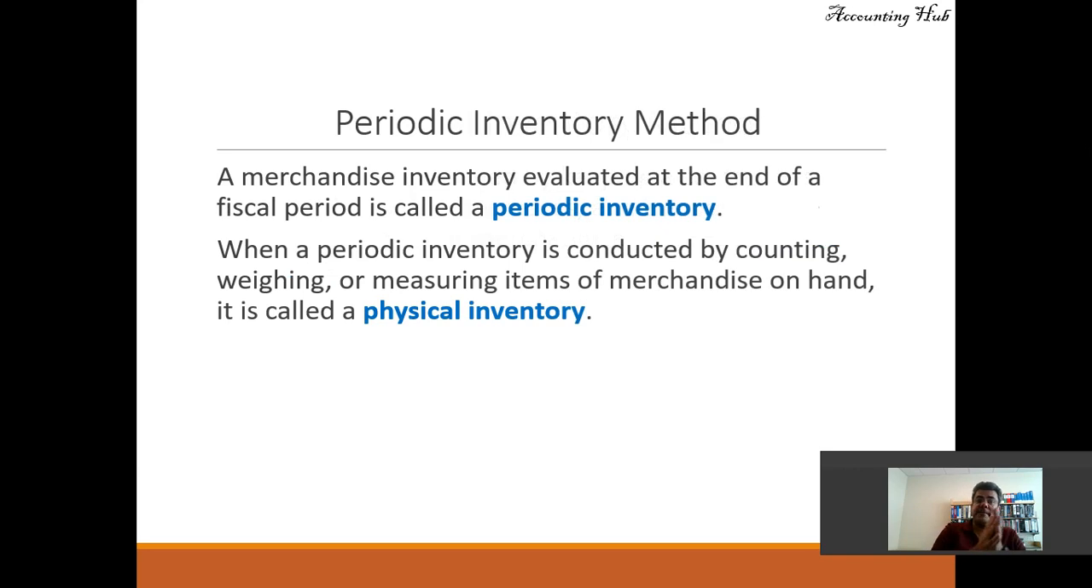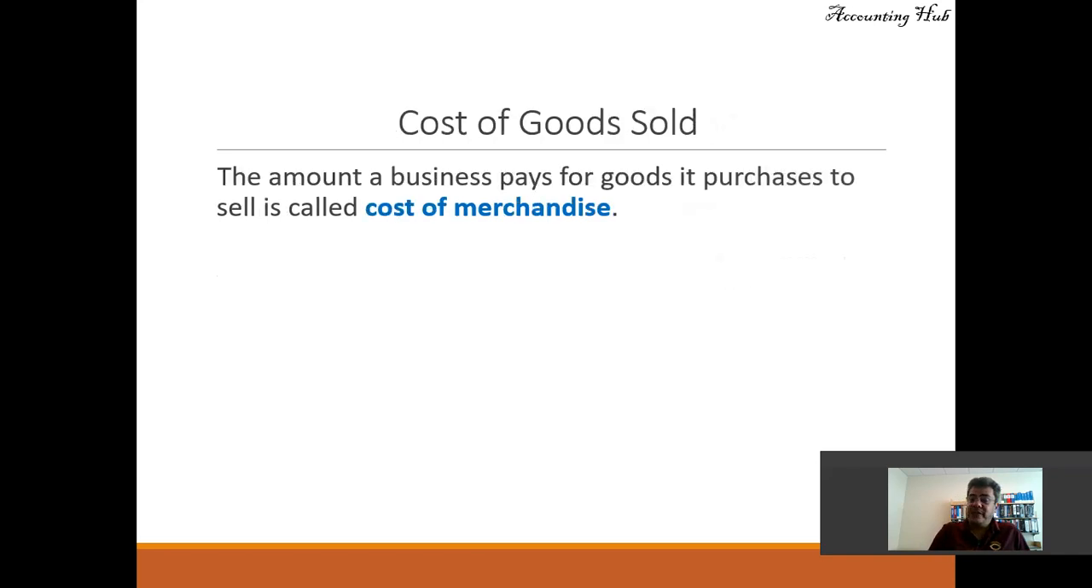And periodic, a merchandise inventory evaluated only at the end of a fiscal period. So we don't track it for each transaction, only at the end of the fiscal year or fiscal period. When a periodic inventory is conducted by counting, weighing, or measuring items of merchandise on hand, it is called a physical inventory. How many units do we have? And what is the cost of goods sold? The amount a business pays for goods it purchased to sell is called cost of merchandise.